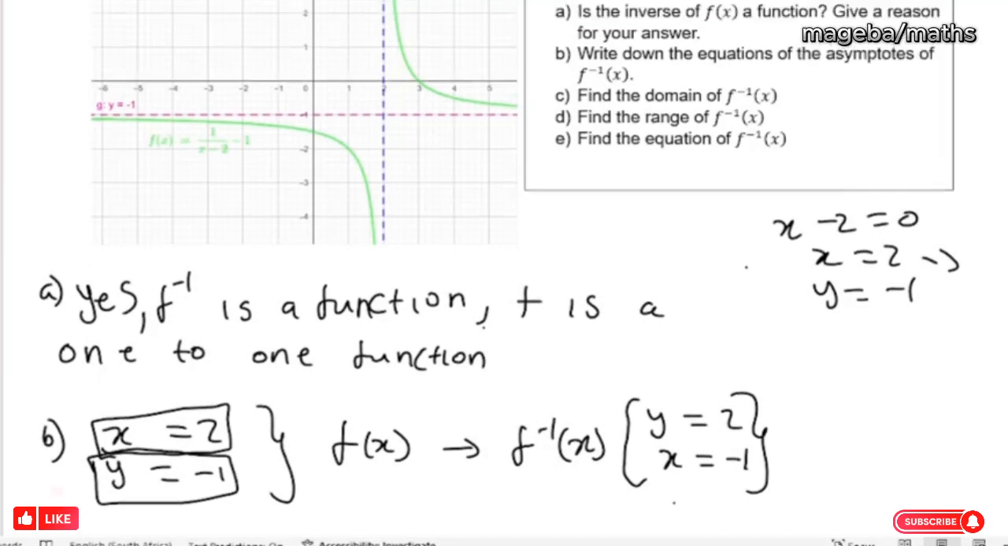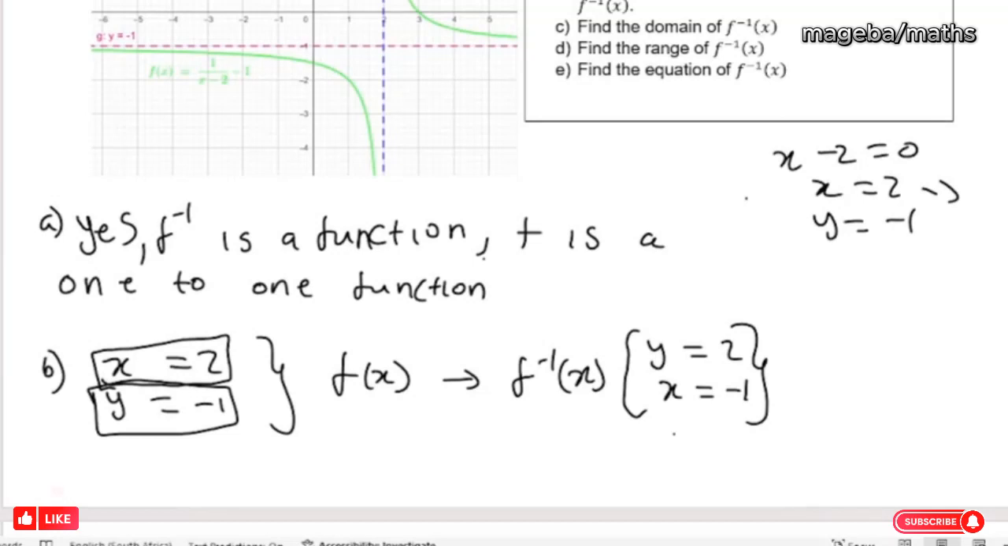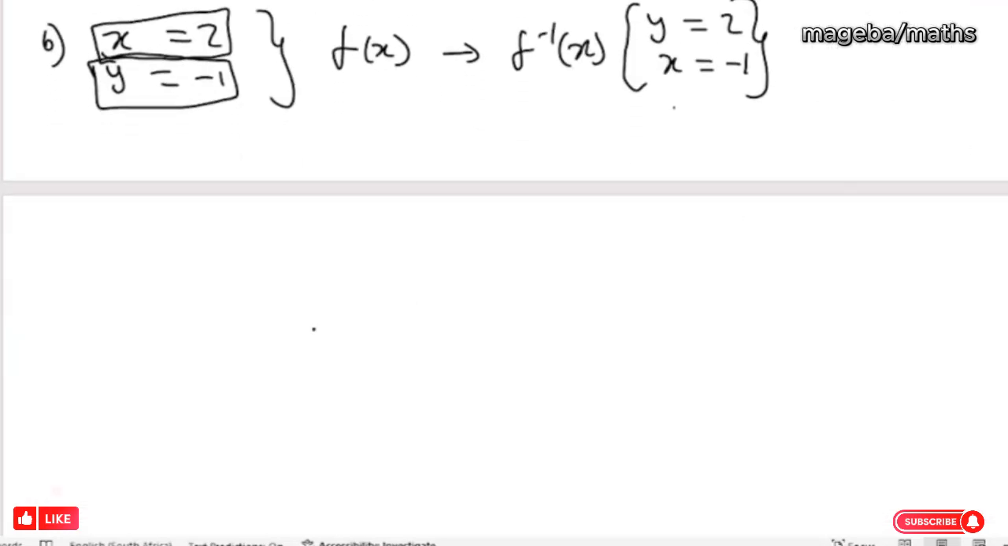Now C, sorry, it's saying let's find the domain of the inverse. Remember, we've already found the asymptotes. The domain talks about the x part of the function. The asymptote is where the graph doesn't touch. So the graph is not going to touch x equals negative 1, so the graph doesn't exist there, but it's going to exist anywhere else, x is an element of the real numbers. That is going to be our domain. That was C.